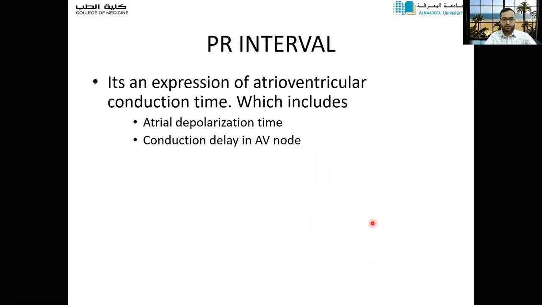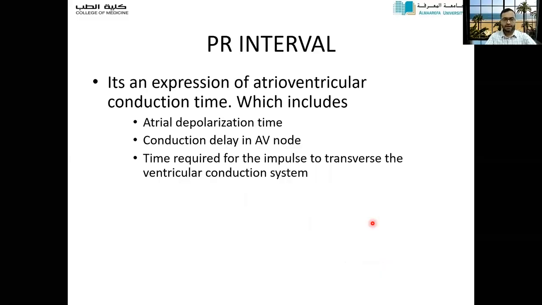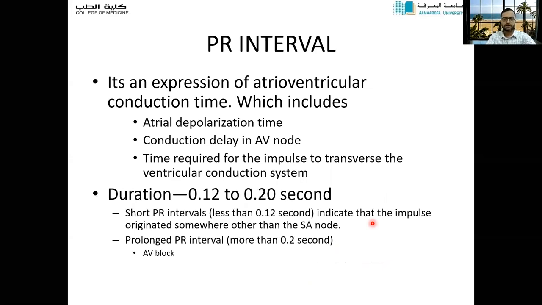So the PR interval is showing you atrial depolarization plus the delay at the AV node. In other words, you can say it is the time taken for the impulse to travel from the SA node to the ventricle through the atrium and AV junction. The normal duration of the PR interval is 0.12 to 0.2 seconds. That is, you can say 3 to 5 small squares. This is the normal duration.